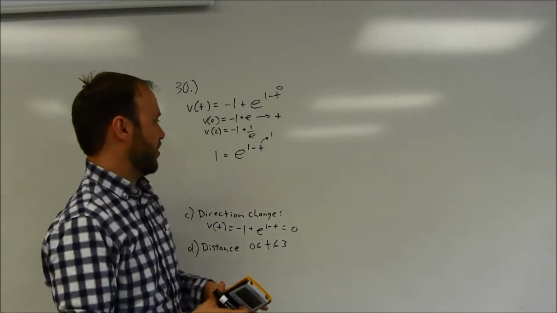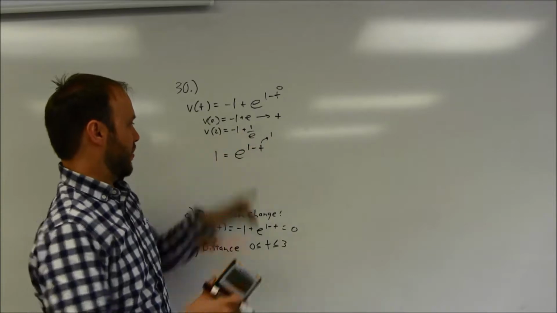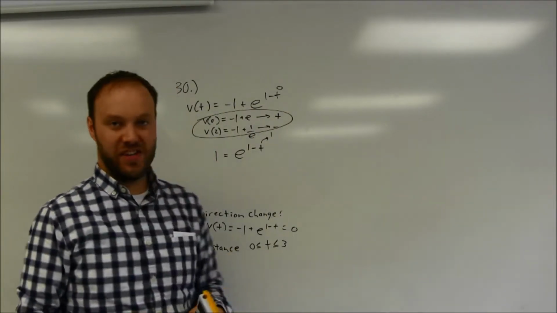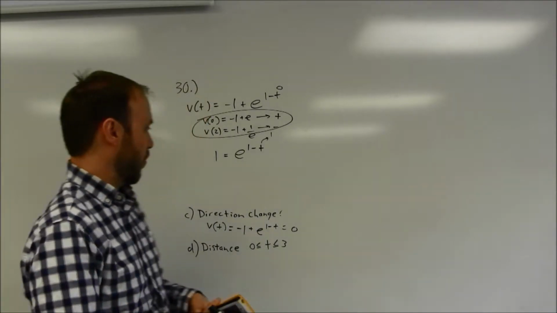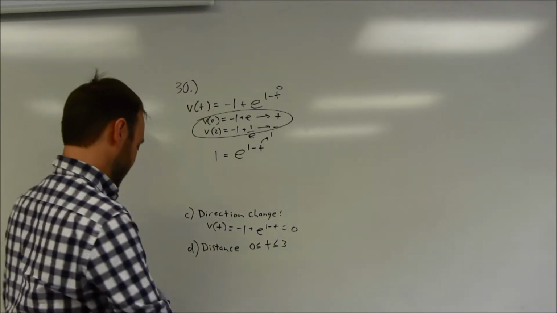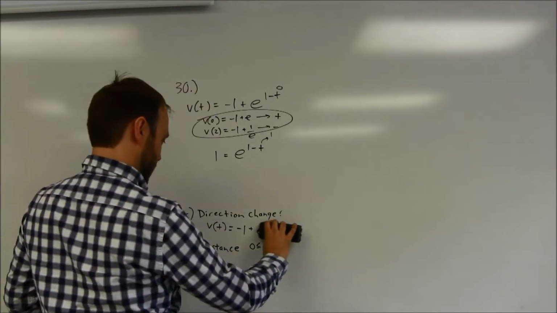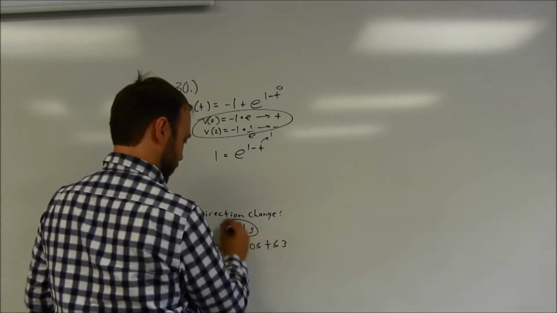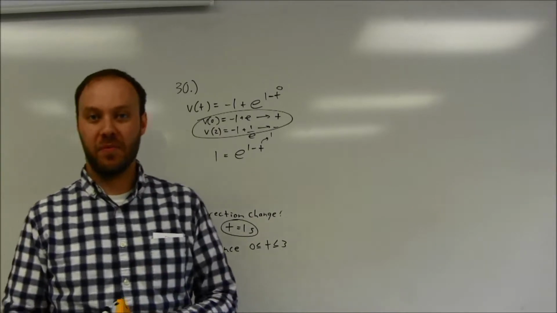1 over e to the first. That's less than 1, so we're going to get a negative there. So there is a sign change. The velocity changes from negative to positive at t equals 1. And so, again, the time when the direction changes is going to be when t is equal to 1. I think that's 1 second, if I remember the units on the problem correctly.